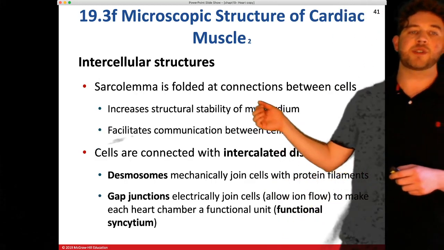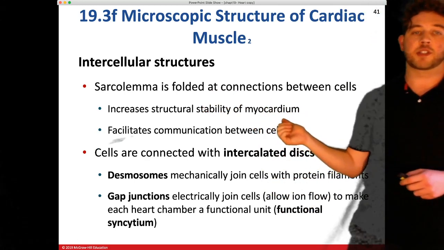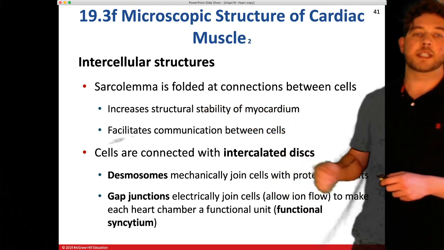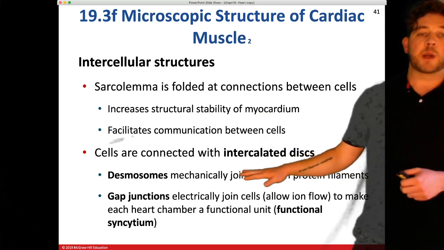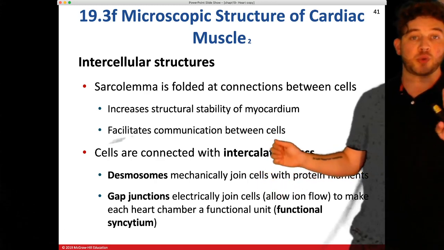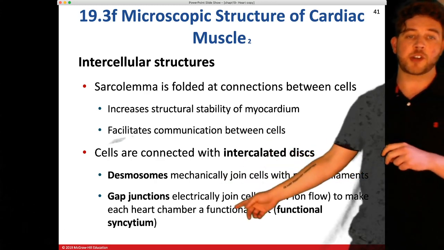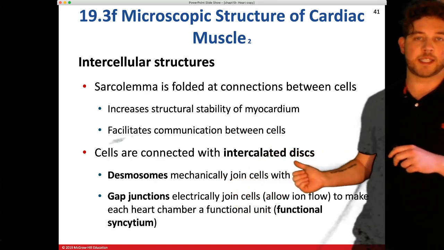The intercellular structures: your sarcolemma is folded at connections in between the cells. This increases structural stability of the myocardium and facilitates communication between the cells. Important part, though, is the intercalated discs. The intercalated discs are two structures. It is your desmosomes and your gap junctions. So these are individual things. Collectively, they make up your intercalated discs.